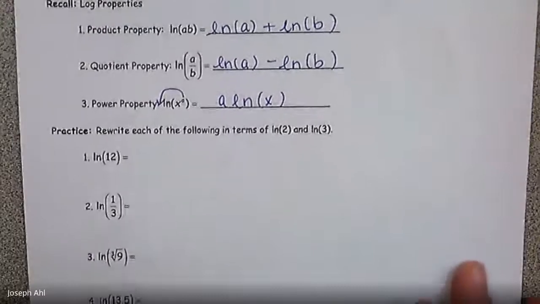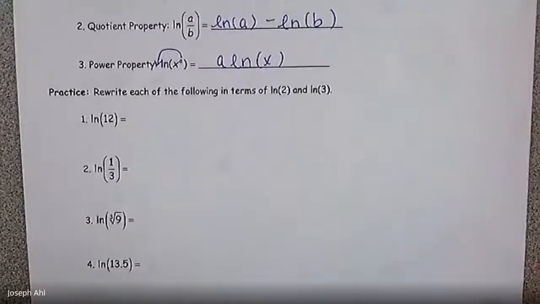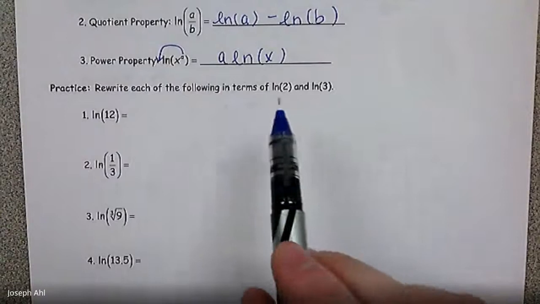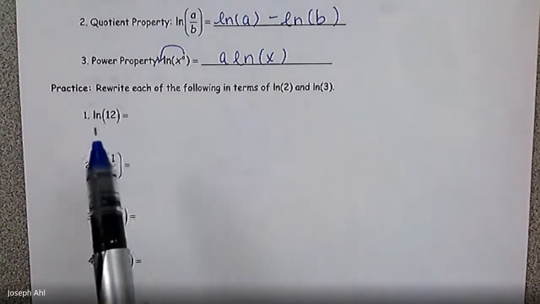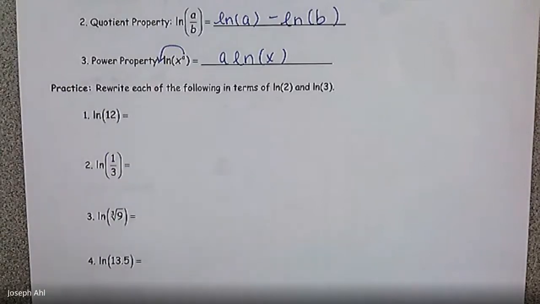So this practice section, just to get some quick practice with the properties, it says rewrite each of the following in terms of ln 2 and ln 3. And the only one I'll do with you just to kind of get you in the mindset is let's do number 1, ln of 12.